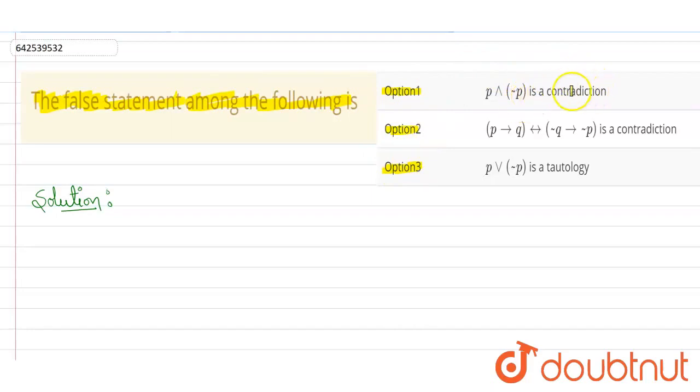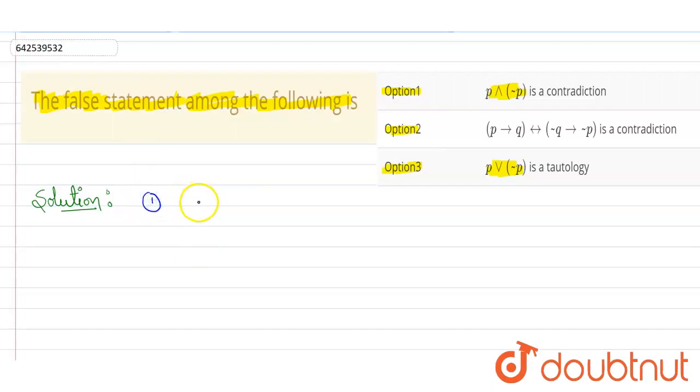Although we know that this is a rule, so it is true, and this is also true, so this will be false basically. But since we are here to solve this, we'll solve this using a truth table. First of all, we'll solve this one by one. For option 1, let's consider option 1.